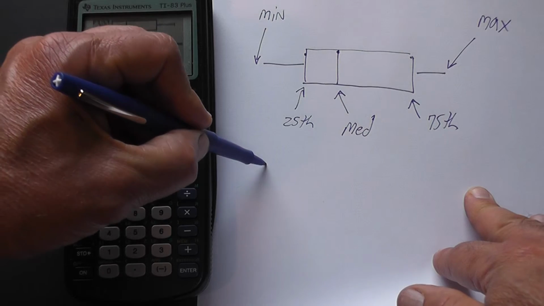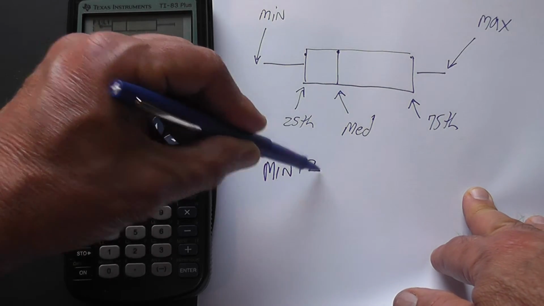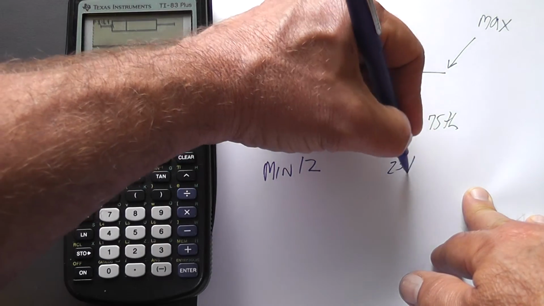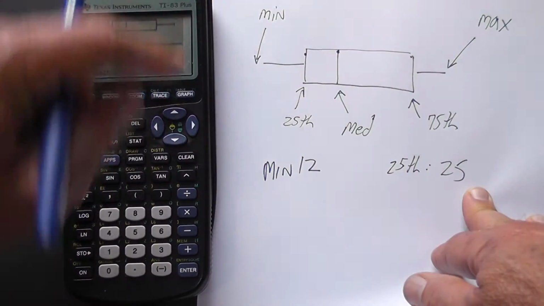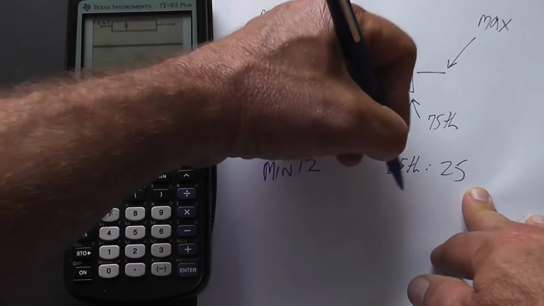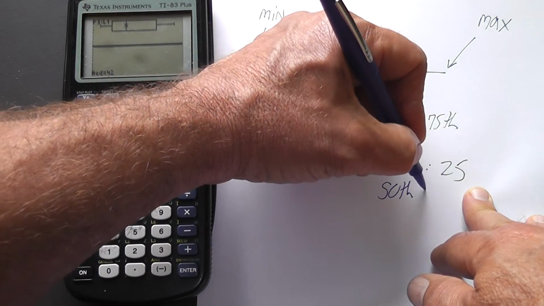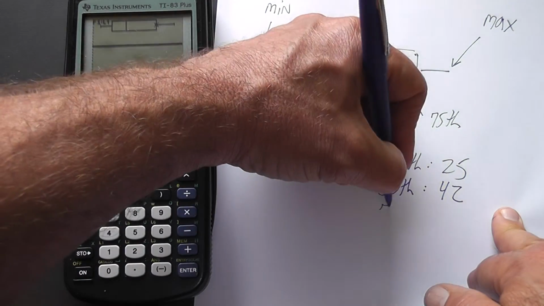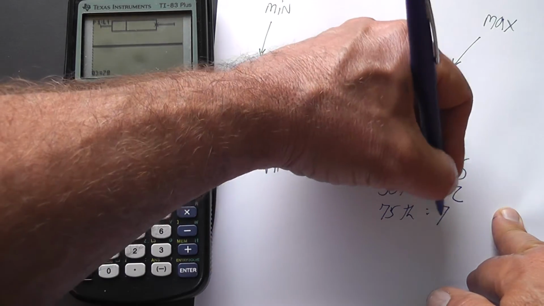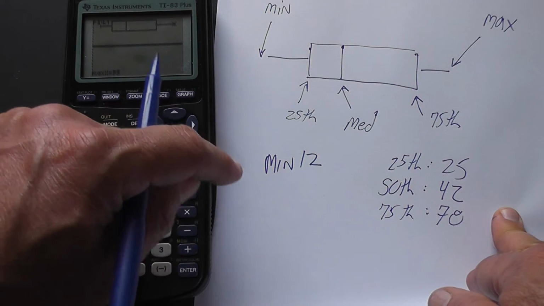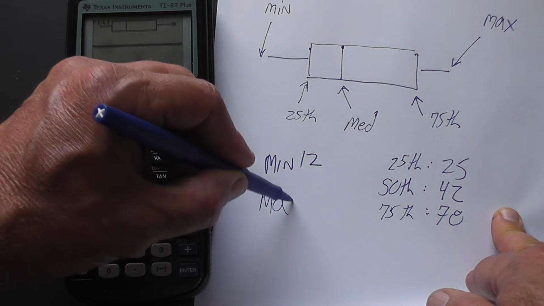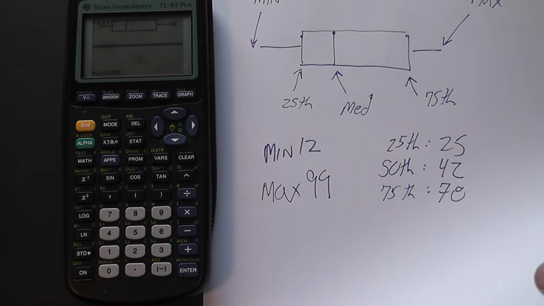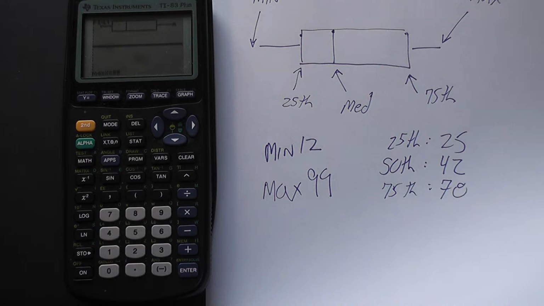Here, the minimum is going to be 12. And the 25th percentile is, oh, that's interesting, 25. That's just kind of interesting. The median, or 50th percentile, is going to be 42. And the 75th percentile is going to be 78. And then the maximum here is going to be 99. So when you plug these numbers in and then draw the graph, you can then use trace to get the actual values here.